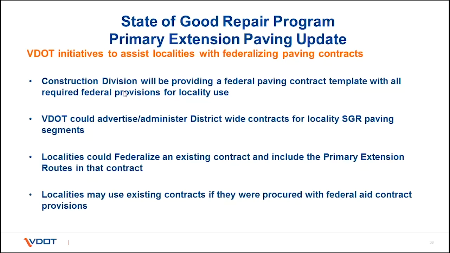And then the other option we had been presented with when we met with stakeholders was the potential for localities to use an existing contract, maybe an on-call IDIQ type contract that you already have on the books. That came up when we met with the stakeholders group, and that is definitely a viable option, assuming that contract was procured with the federal provisions that come with those federal monies.